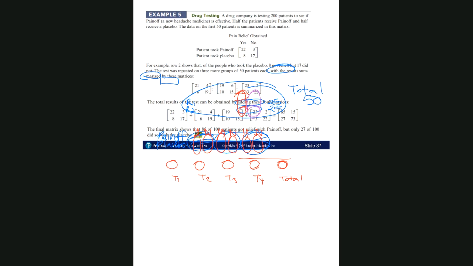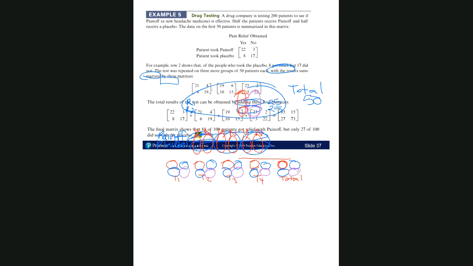Now we go to the first row, second column, 3 plus 4 plus 6 plus 2, we will obtain 15. Now I'm going to move on to the second row, first column. So 8 plus 6 plus 10 plus 3 will give me 27. And finally, the second row, second column, 17 plus 19 plus 15 plus 22 will give me 73. And that is the end of the problem.